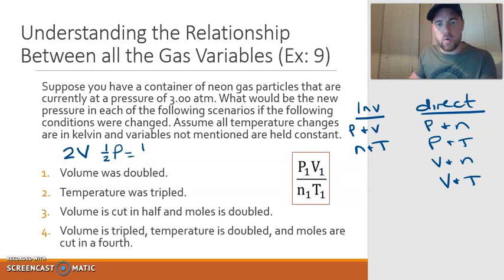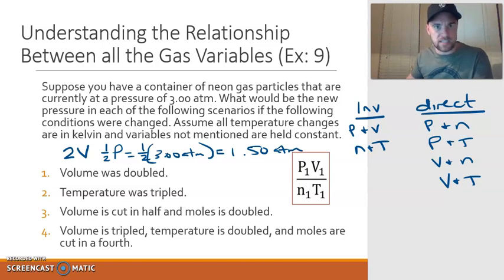And so we say, okay, well, the original pressure was 3.00 atmospheres. So that means the new pressure would be 1.50 atmospheres. And that's how you would solve the problem. All right, let's look at the second one.